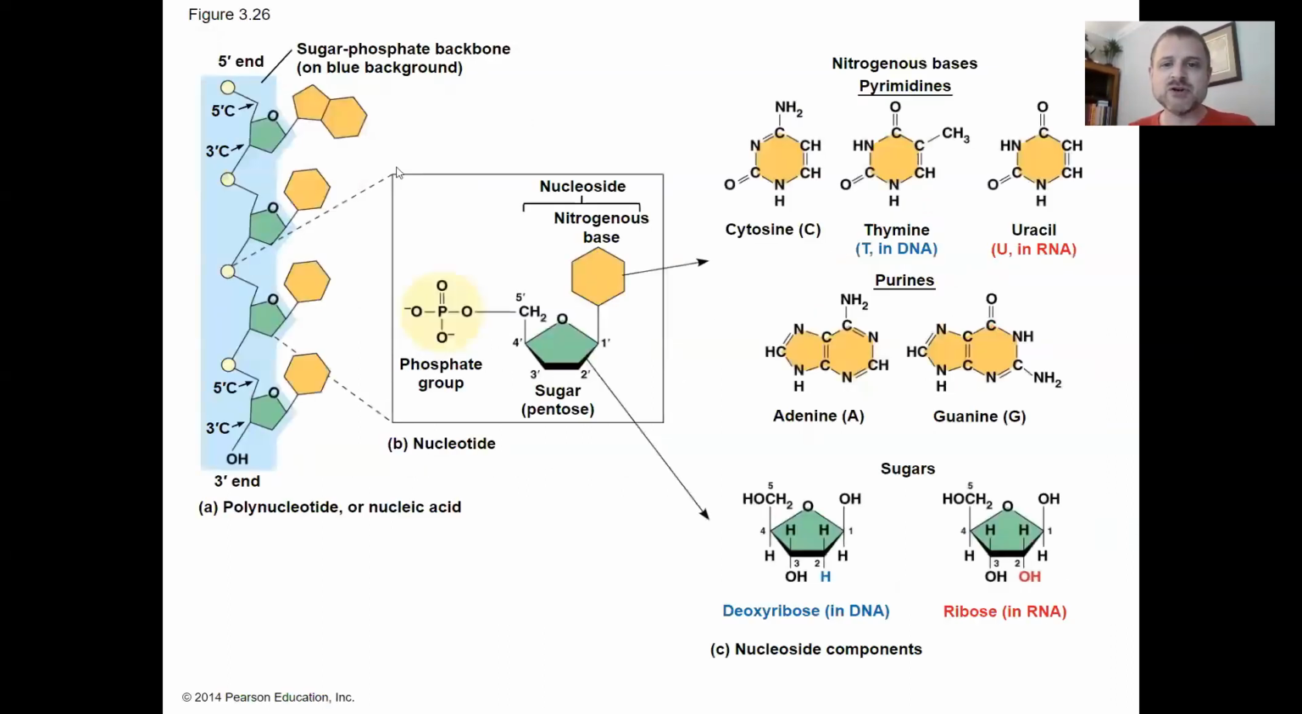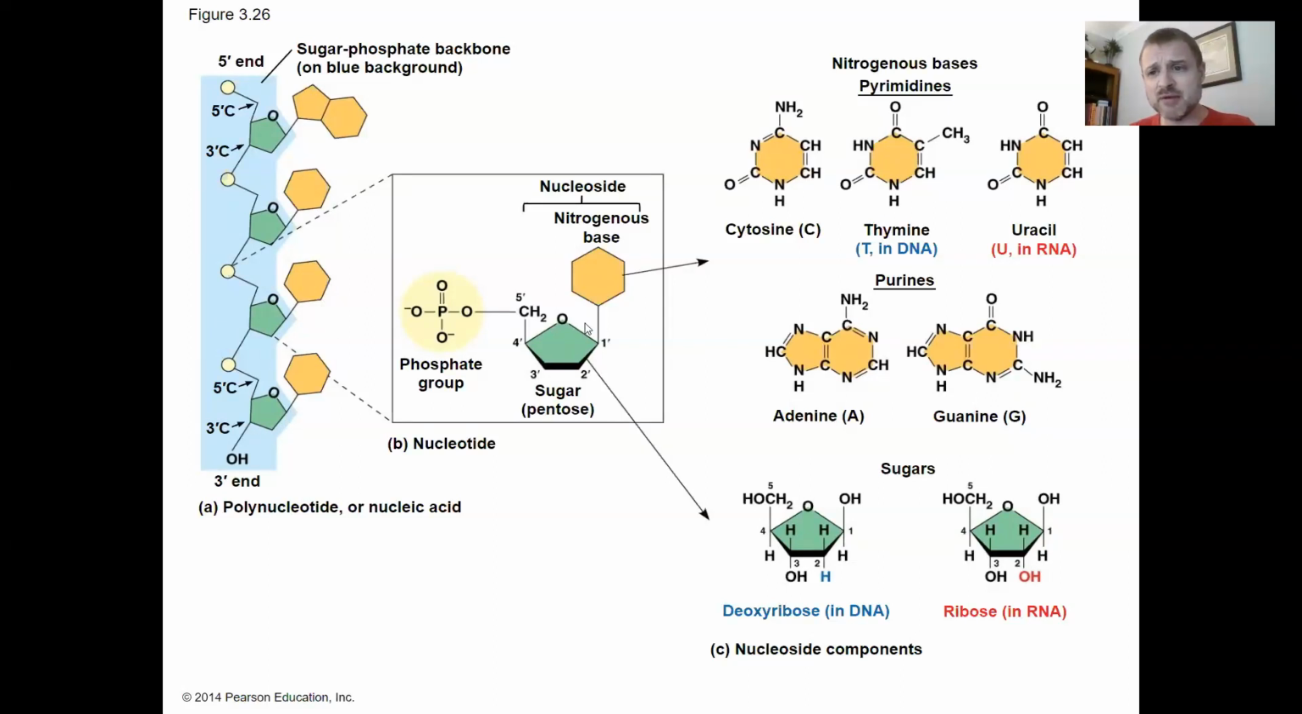Okay, cool. So you've seen the structure of DNA before. A single-stranded piece of DNA or RNA looks like this, where I have a sugar, phosphate, sugar, phosphate, sugar, phosphate, sugar, phosphate. And each sugar is connected to one nitrogen base. It could be a purine or a pyrimidine.